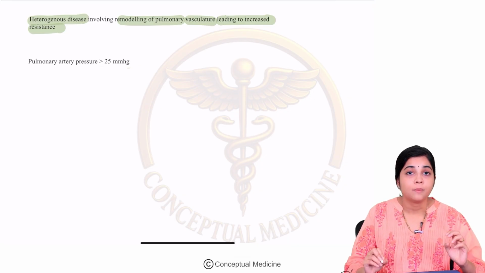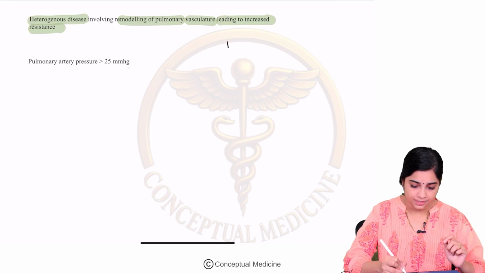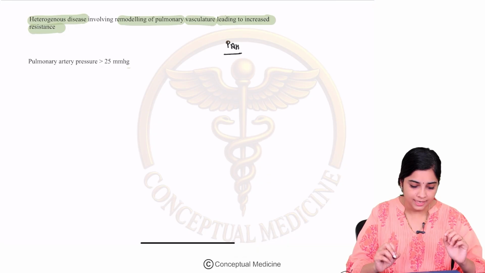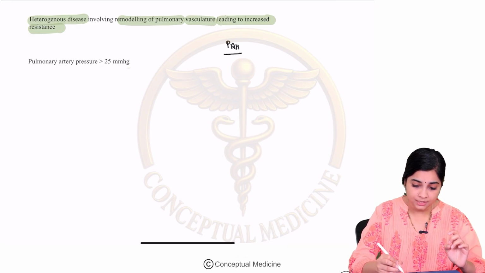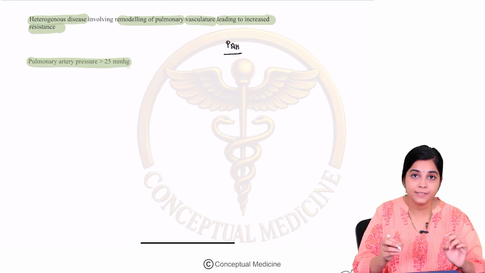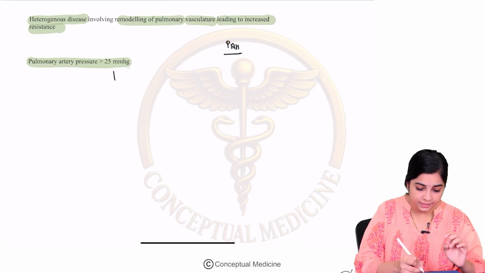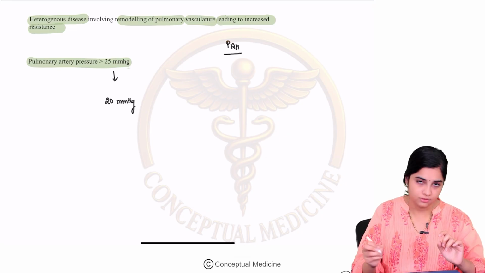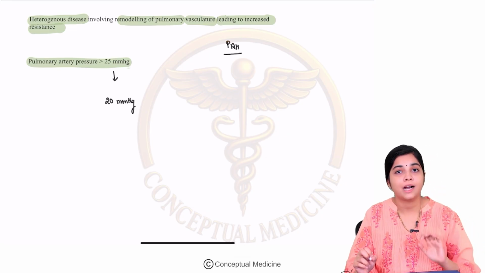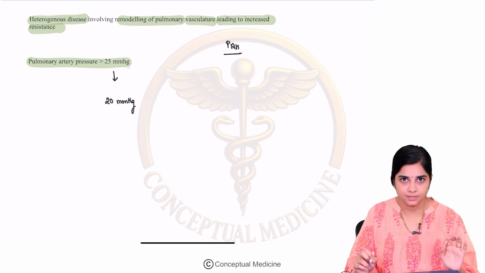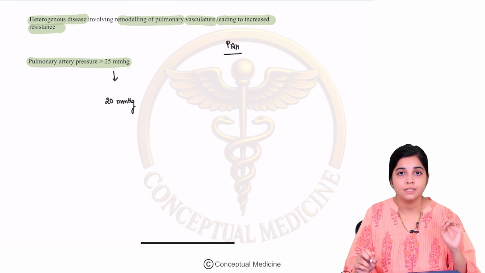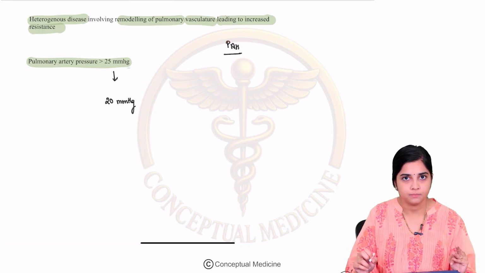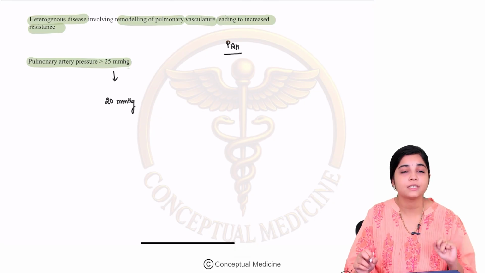Okay, so pulmonary arterial hypertension, PAH, is a subtype of pulmonary hypertension, and this is characterized by pulmonary arterial pressure of more than 25 millimeters of mercury. In the latest definitions, this cutoff has been reduced to 20 millimeters of mercury. So pulmonary arterial hypertension is a subtype of pulmonary hypertension where you have the pressures in the pulmonary arteries more than 20 millimeters of mercury. Okay, so clear?